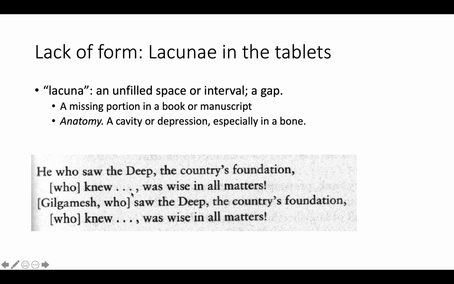In some cases, the ellipses indicate that we don't really know what word was there. So, "he who saw the deep, the country's foundation, who..." this is a presumption on the part of the editor. He doesn't really know what word was in the hole, the lacunae, but he presumes it was "who" because it's a very repetitive structure. And sometimes they don't quite know what was there and can't make a good guess, so they'll use ellipses. So, "he who saw the deep, the country's foundation, who knew... was wise in all matters." He knew something, was wise in all matters. Gilgamesh, who saw the deep, the country's foundation, who knew something, was wise in all matters.